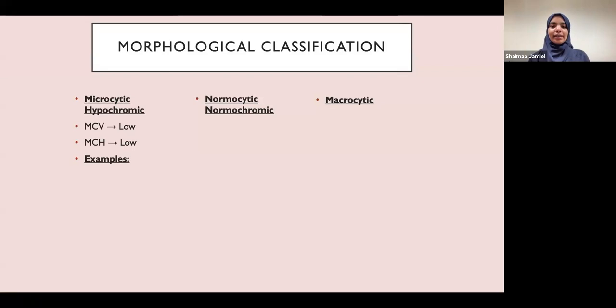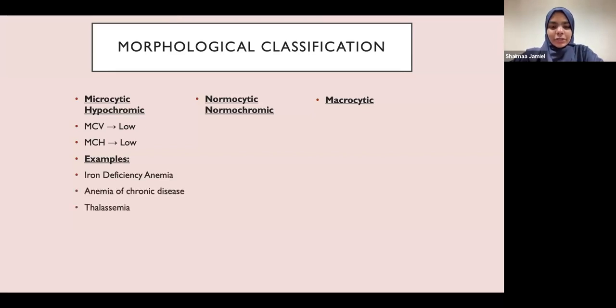Yes, iron deficiency, because it's a problem with the heme. We said usually it's a problem with hemoglobin, right? So if it's a problem with hemoglobin, it could be a problem with heme or globin. So heme, iron deficiency, another example. Problem with the globin chain, for example, thalassemia, okay, anemia of chronic disease and thalassemia.